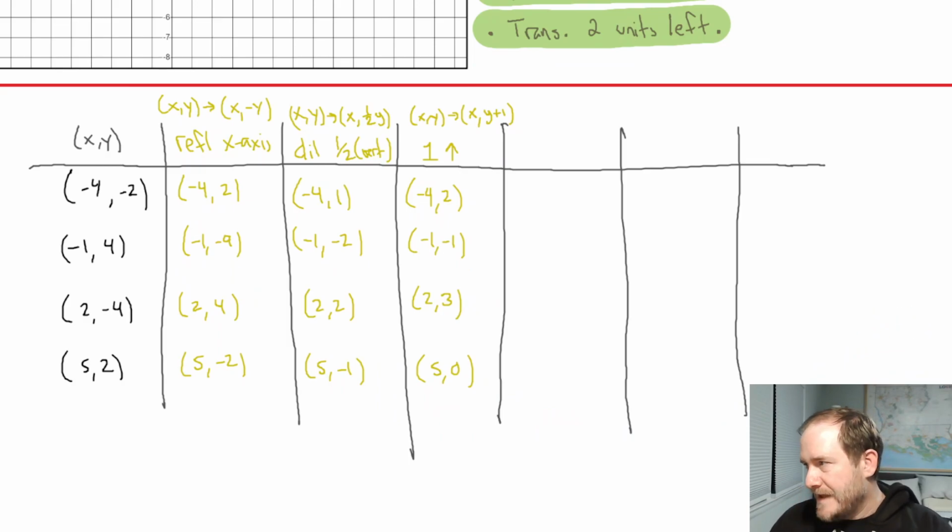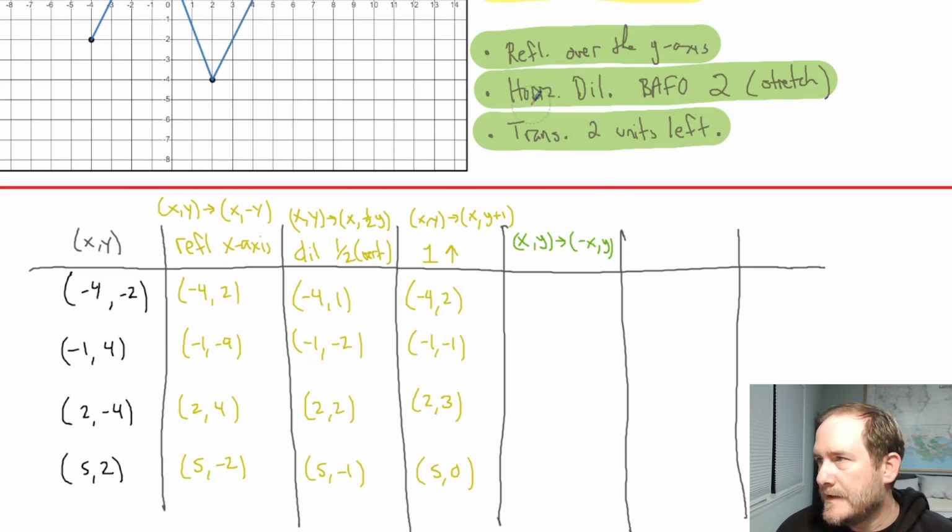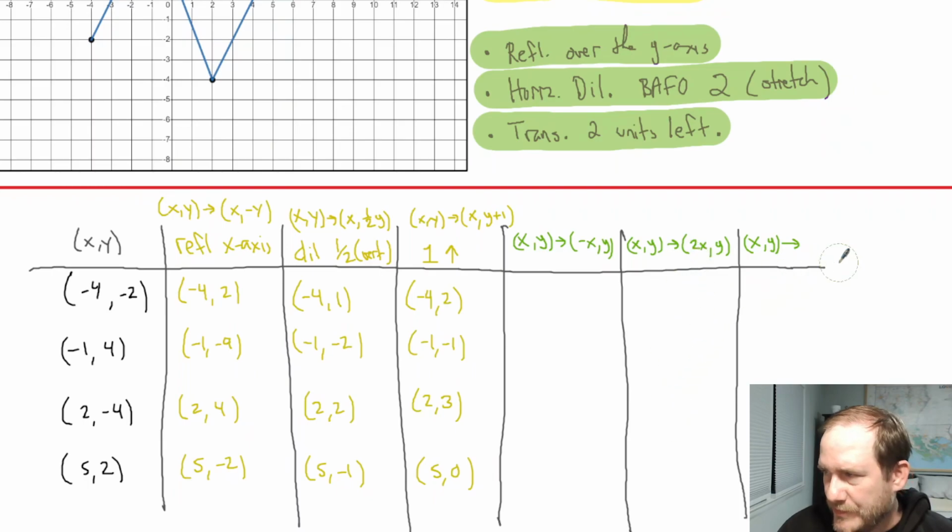Now I just have to handle all the x transformations, and we're reflecting over the y-axis. So what's that going to do? I bet it's going to take (x, y) and map it onto the opposite of x, but leave y alone. And then our dilation horizontally by 2, I bet that's going to take (x, y) and map it onto twice as much as x, but leave y alone. And translating 2 units left, I bet that's going to take the point from the previous column and just subtract 2 from x and leave y alone.